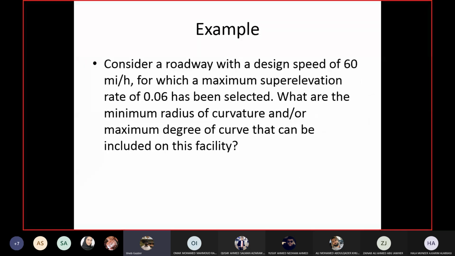We are designing a road with a speed of 60 miles per hour, maximum super elevation 0.06. We have to find out the radius and the degree of the curve. That should be included for this facility.